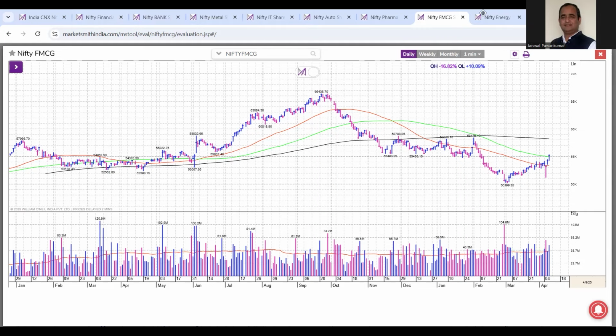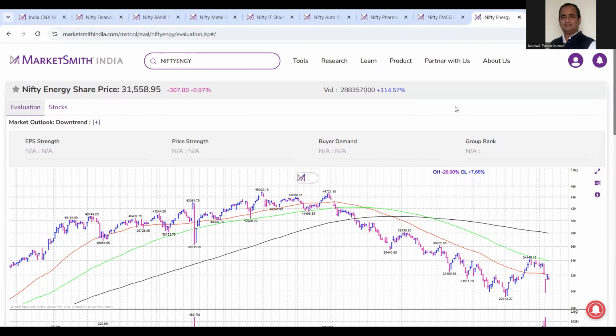Apart from that, energy is showing a mixed picture, but overall sentiment is negative. There was a lot of chaos with gas prices and all, and because of that, this sector is affected. But most probably, from now onward, it will remain traded sideways only. So I have tried to capture all the important glimpses of these sectoral indices.